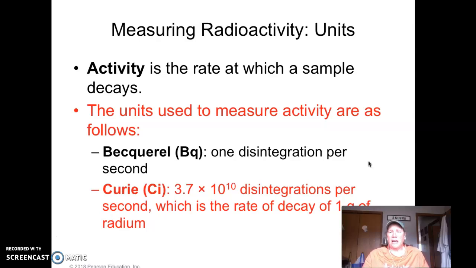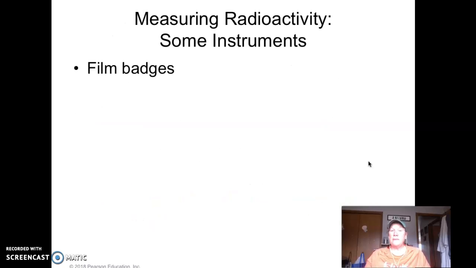She worked with radium a lot, and so she determined that 1 gram of radium disintegrates 3.7 times 10 to the 10th per second. So these are things that disintegrate very fast. It depends on what you're using which unit you would use. Those are ways they measure radioactivity, and I think the most common actually is the curie, Marie Curie's way of measuring. But if you work around radioactivity, you could wear a film badge.